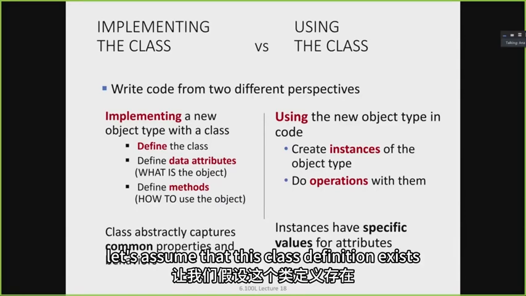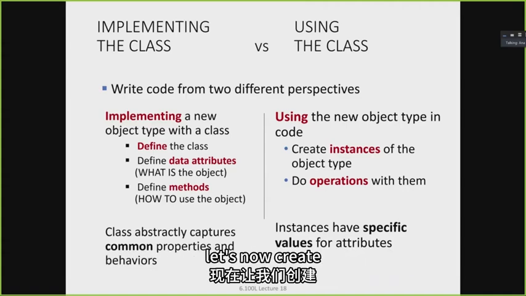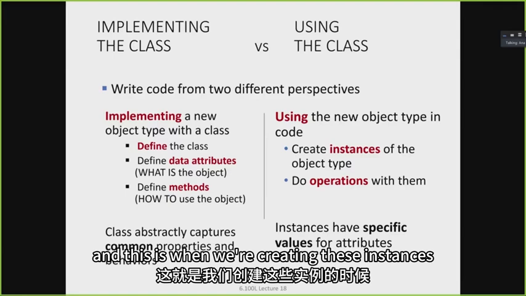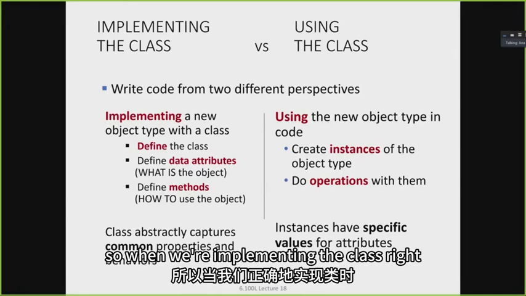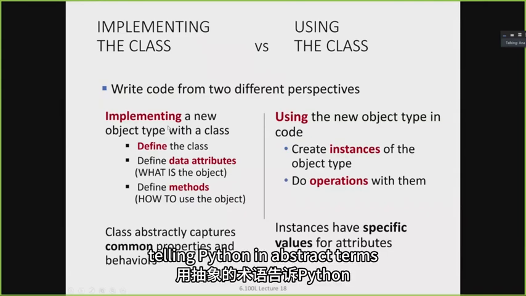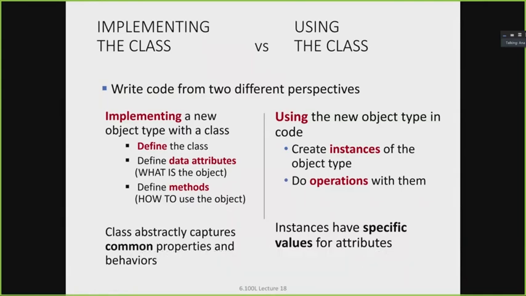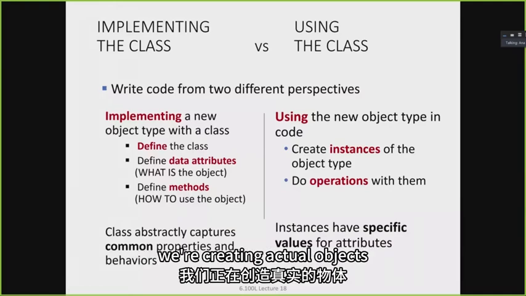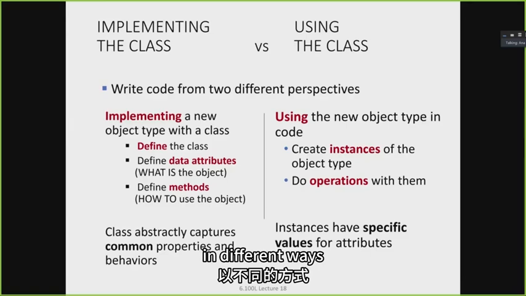And then when we're using the class, we're now saying, all right, let's assume that this class definition exists. There's this object that has these behaviors and these data attributes. Let's now create a whole bunch of objects that are of this type. This is when we're creating these instances and then manipulating all of these instances by running methods on them, things like that. So when we're implementing the class, this thing on the left-hand side, we're telling Python in abstract terms what are the common properties and behaviors of our data type. And then when we're using the class, the thing on the right-hand side here, we're creating actual objects with very specific values for their data attributes that we can manipulate in different ways.